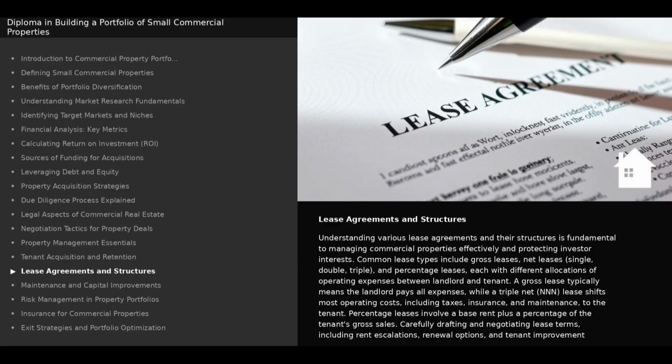Percentage leases involve a base rent plus a percentage of the tenant's gross sales. Carefully drafting and negotiating lease terms, including rent escalations, renewal options, and tenant improvement allowances, is crucial. The choice of lease structure significantly impacts a property's net operating income and risk profile. Legal counsel is essential for ensuring robust and enforceable agreements. This knowledge empowers investors to optimize their income and manage liabilities.